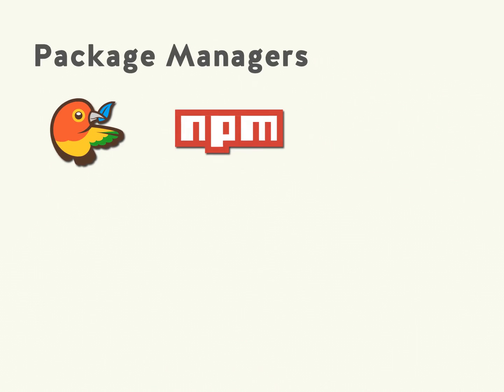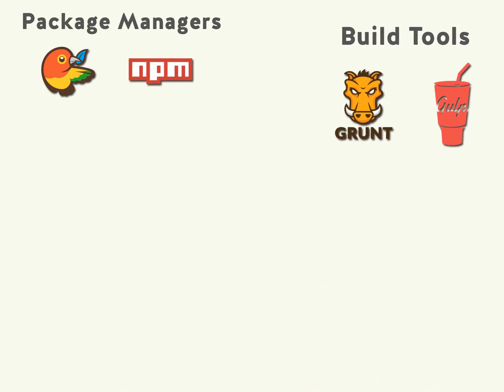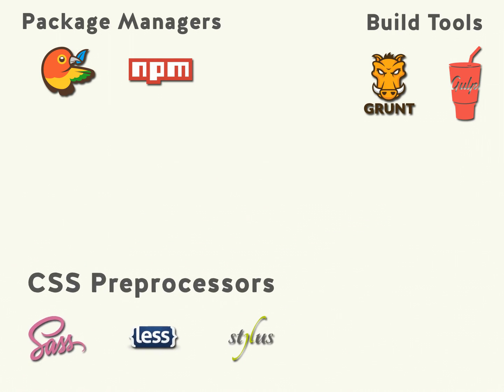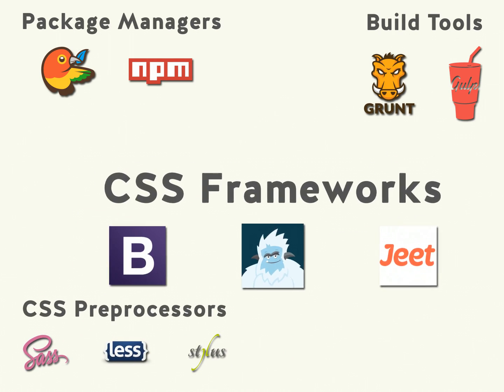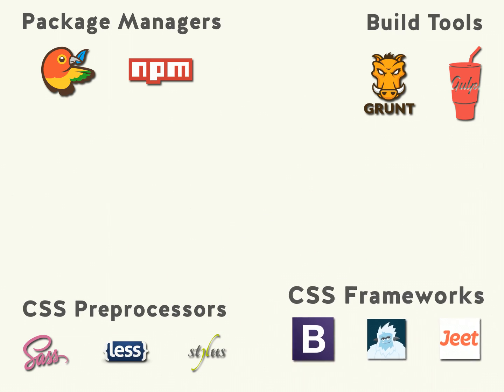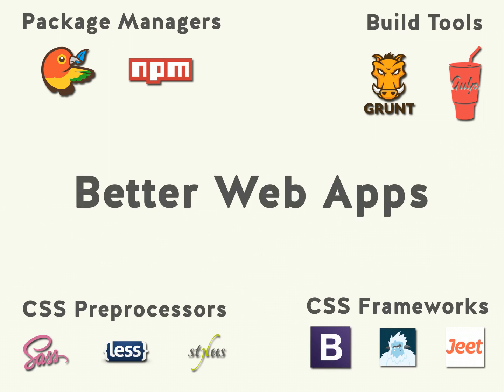Package managers like Bower and NPM, build tools like Gulp and Grunt, CSS preprocessors like Sass, Less, and Stylus, CSS frameworks like Bootstrap, Foundation, and even grids like G. All of these tools lead to a more efficient workflow and ultimately a more powerful web application. I'm going to talk about how I use some of these tools to improve my daily workflow.